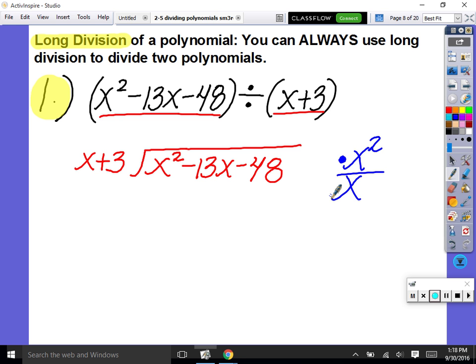Does everybody see what I did? We're dividing the leading terms. So what do we get? X. That is what goes on top of the house. So that is going to be part of our answer.